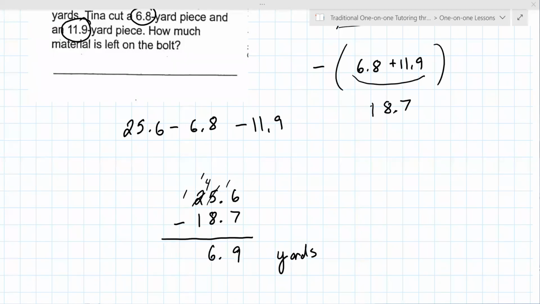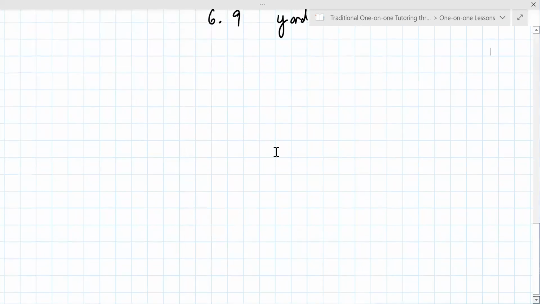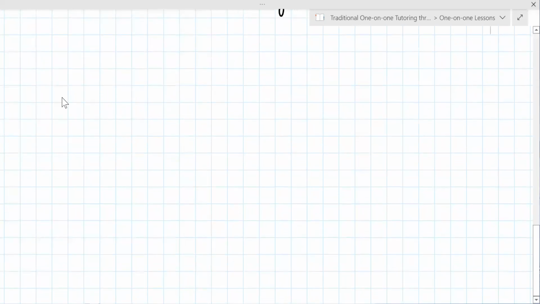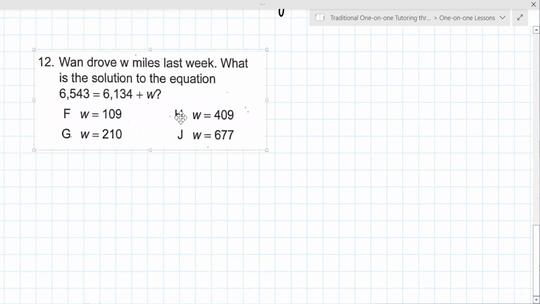One option, let me get this snipped in. One option is to try the answers, but that's a bad technique. Why do you think that's a bad technique? Probably because it'll take a long time. You have to try all of them potentially. Like you might have to try F, G, H, and then J. Okay, so that's why that's not a good technique.